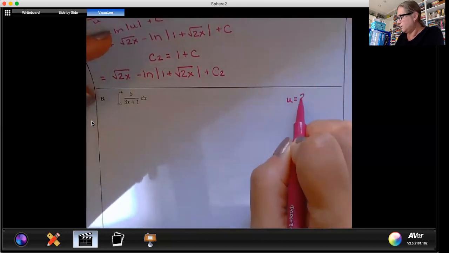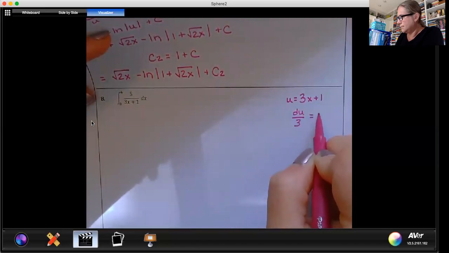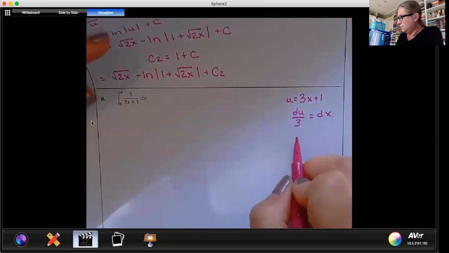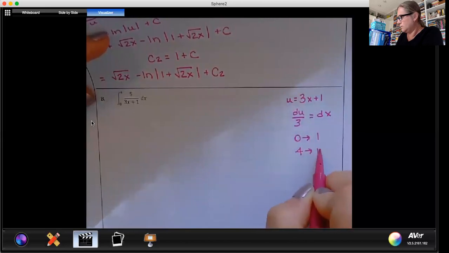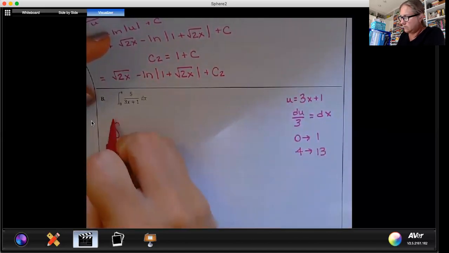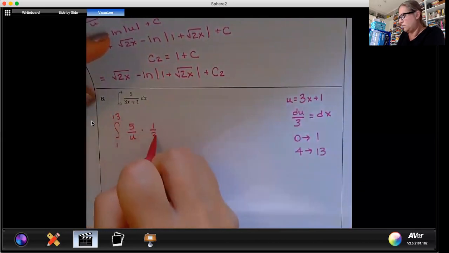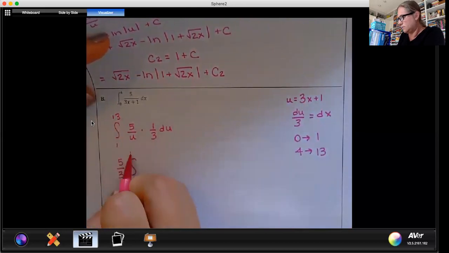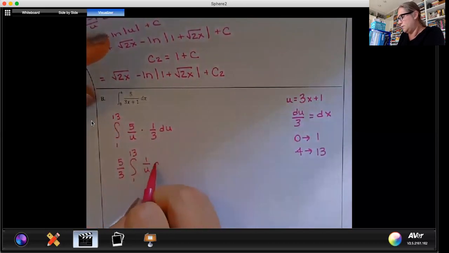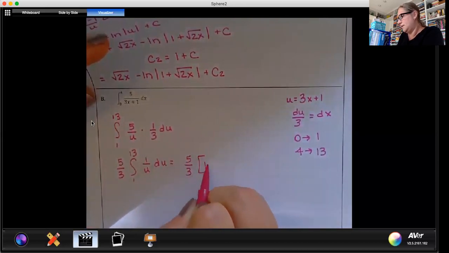All right, last one, u equals 3x plus 1. du over 3 is dx. Change of bounds, 0 becomes 1, 4 becomes 13. That's 5 over u times 1/3 du. So I'm going to bring the 5/3 out. 1 over u du is 5/3 ln u.